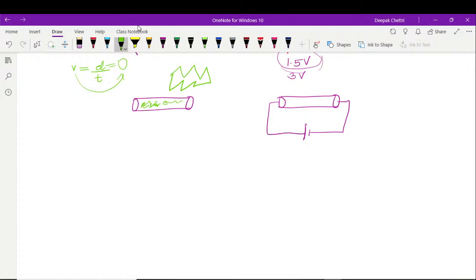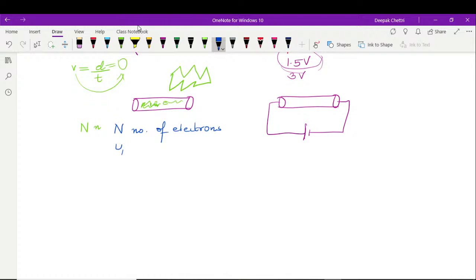Let us say that there are n number of electrons, right? They have some velocity, they are moving, so definitely they have some velocity. But what happens, since displacement is 0, or the net displacement is 0, so the average velocity is 0.